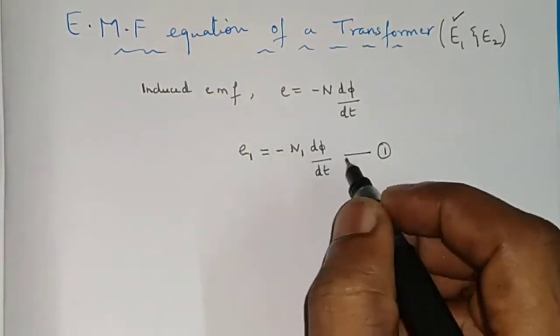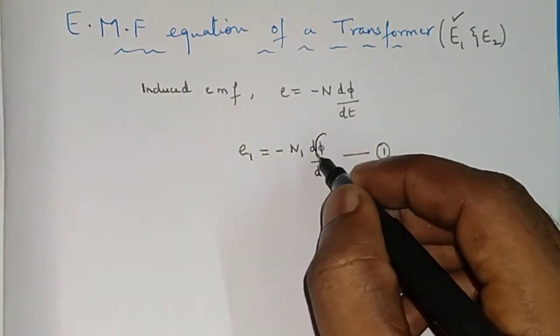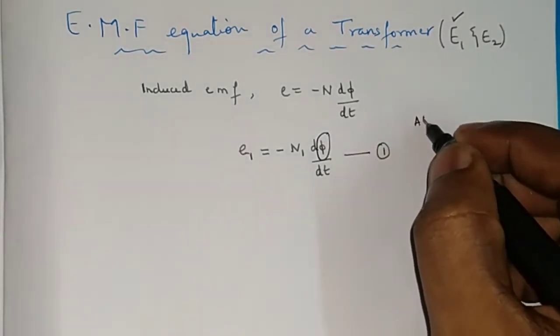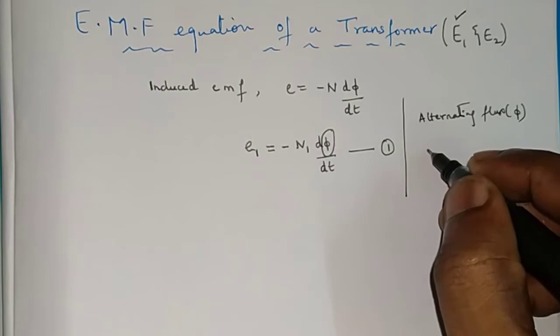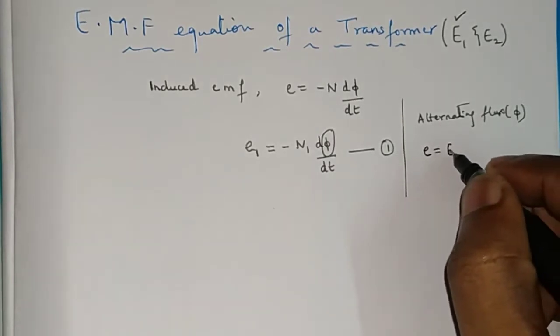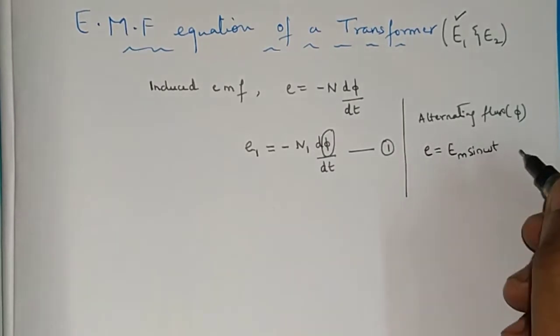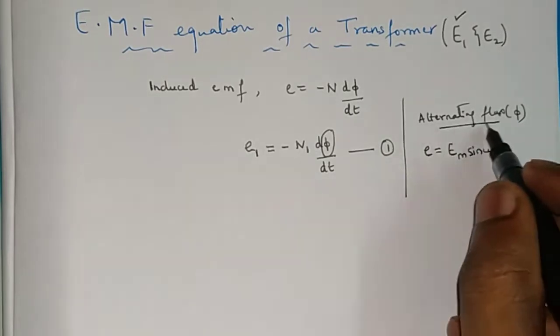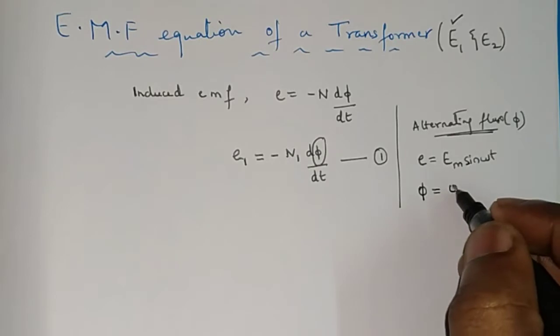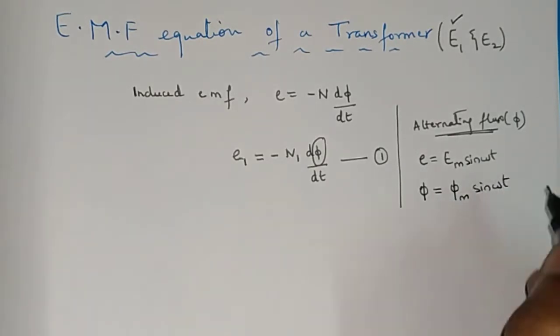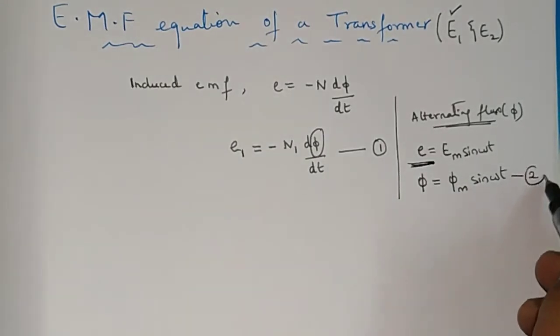In order to derive the equation, we know that phi is the alternating flux. We know the equation for alternating voltage, which we studied earlier in the previous chapter: E is equal to Em sin omega t. In the same way, for alternating flux, phi will be equal to phi m sin omega t. This will be taken as equation number 2.